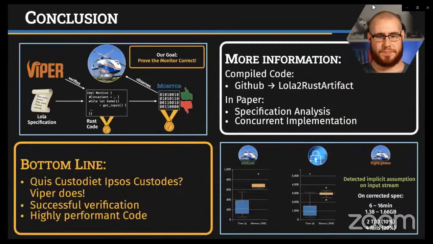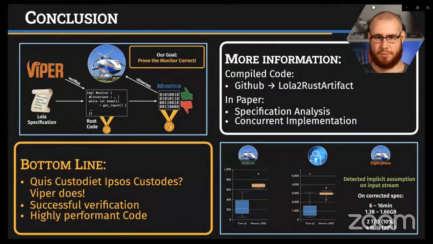Now, in conclusion, we asked the question of quis custodiet ipsos custodes, who watches the watchman? And the answer is, in this case, well, Viper does. And Viper was able to successfully verify interesting specifications or monitors for interesting specifications. And the code we generated was highly performant. So that's a really positive result for us.